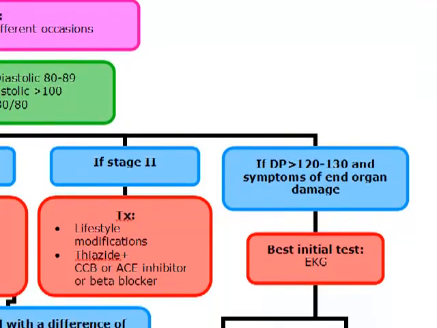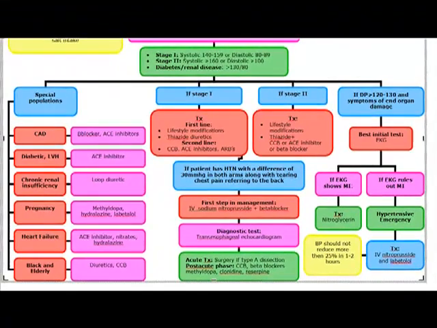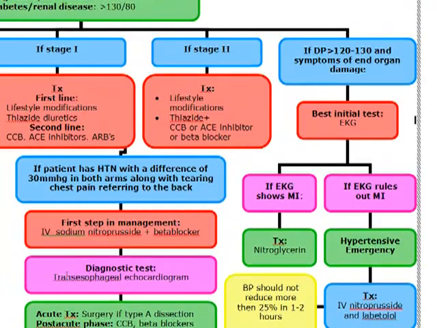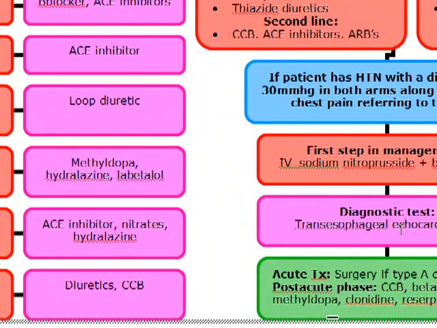If the patient comes in with hypertension and they have a difference of 30 millimeters of mercury in both arms with a tearing chest pain that refers to the back, what are we going to think this is? We're thinking this is possibly what? Aortic dissection, right? So the first thing we're going to do is IV sodium nitroprusside plus a beta blocker. Our diagnostic test is going to be a transesophageal echocardiogram. And we're going to have to do surgery if it's a type A dissection. And then after the acute phase, we can do calcium channel blockers, beta blockers, methyldopa, clonidine, or even reserpine.